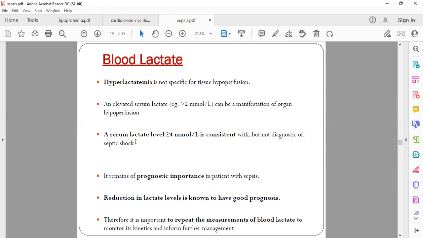If a serum lactate level is more than 4, it is consistent with, but not diagnostic of, septic shock. And a single lactate value is not of much significance. Basically, lactates are used to monitor treatment. So if you have started a treatment for sepsis and you take sequential lactate levels, on day 1, day 2, and day 3, and if they show a decreasing trend, that is considered to have a very good prognosis.